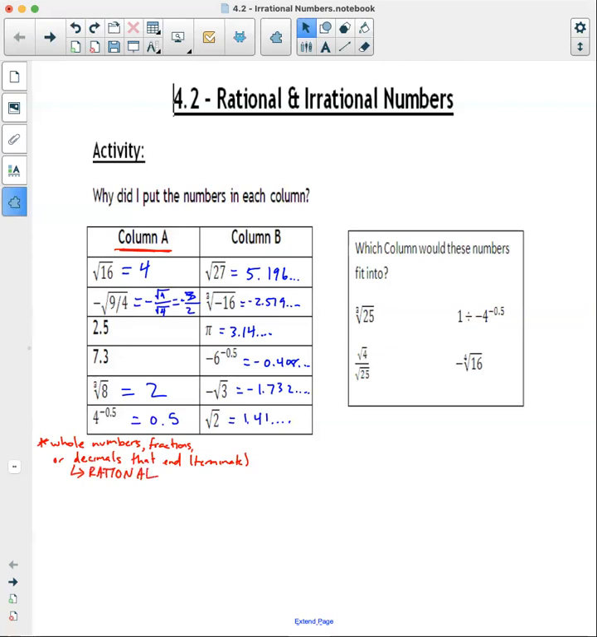I know we kind of talked about it a little bit in the last lesson, so just reiterating that here. And in column B here, we have illogical decimals that do not end. Your calculator just rounds them off at that last digit. So these are going to be irrational.